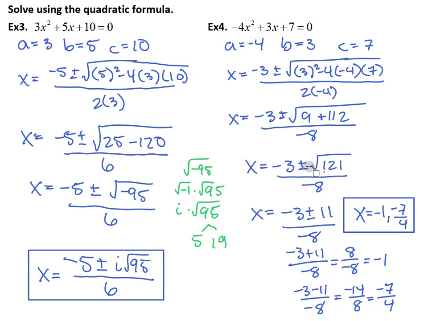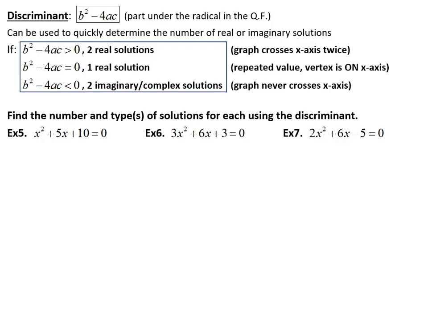Once again, if your radical ends up being a perfect square, that meant that your quadratic was factorable. So you could have also solved this quadratic by moving everything to the other side where x squared is positive and factoring. Okay, our next important part about the quadratic formula is the part under the radical. The b squared minus 4ac is called the discriminant. So it's the part under the radical in the quadratic formula. Okay, and what we can use the discriminant for by itself is to quickly determine the number of real or imaginary/complex solutions.